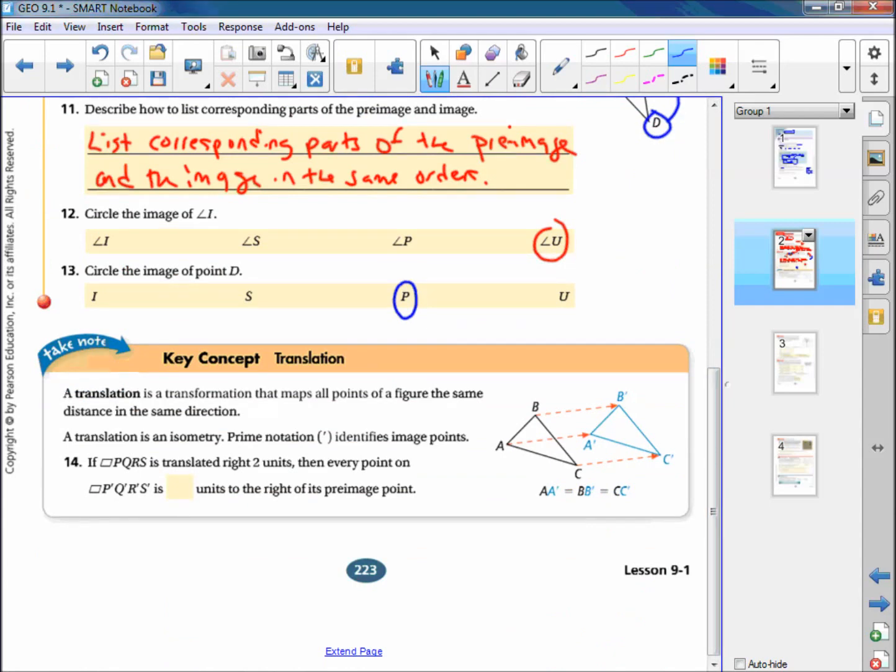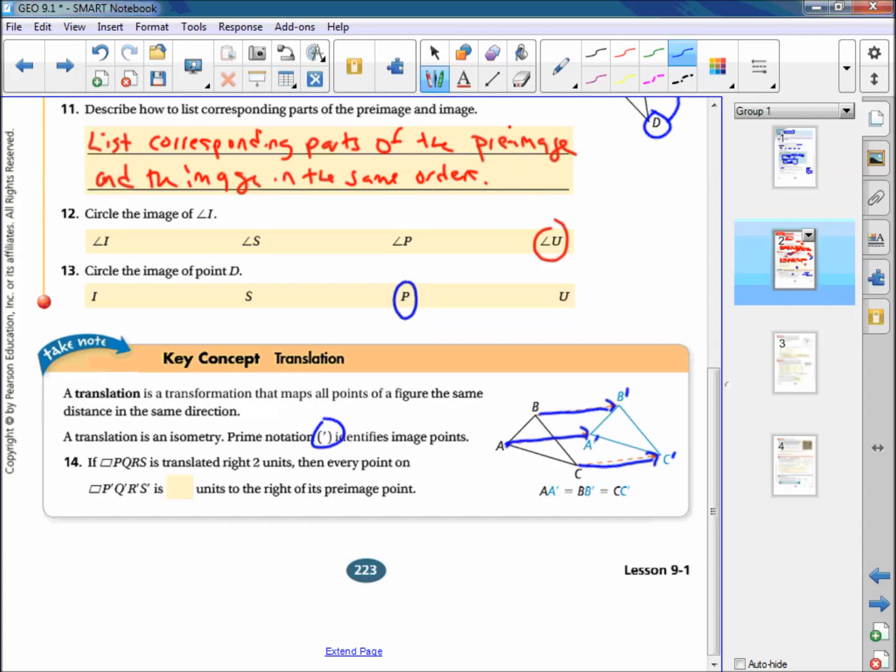Translation. So a translation is a transformation that maps all points of a figure the same distance in the same direction. Okay. So here was our pre-image ABC, and we map A this way. We map C the same distance in the same direction that way, and we map B the same distance in the same direction that way. Okay. So a translation is an isometry. It did not change the size of our new triangle. And we put the prime notation here.